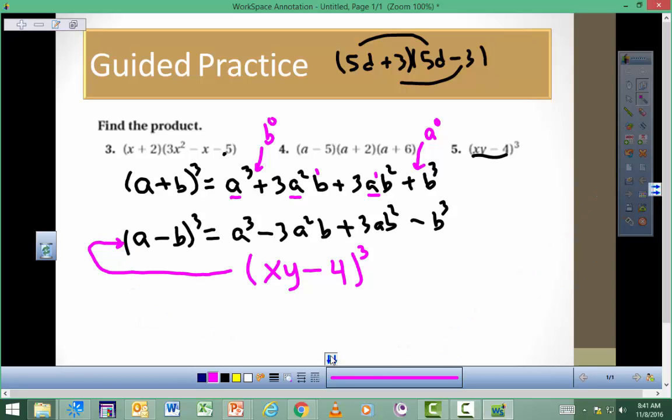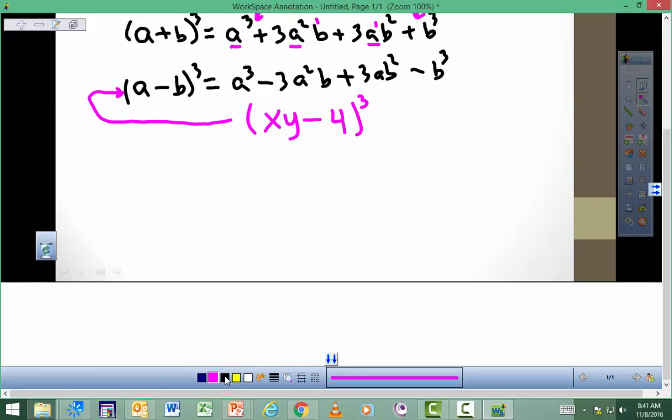Okay, so here's how this works. You need to identify which one of these is the A and which one's the B. Well, this whole thing here is the A, and this whole thing here is the B. Now, since they have the signs worked in there, when you're using this B, you don't need to include the negative with it. Okay? You just plug them into this formula.